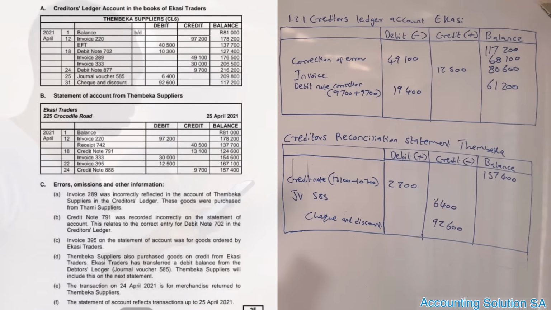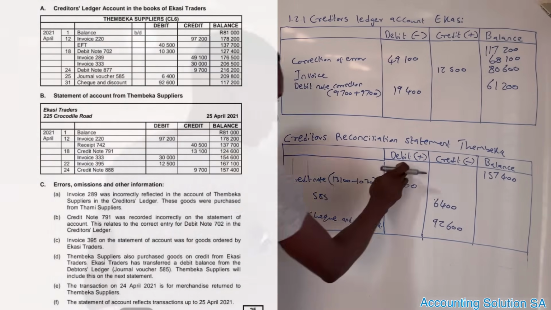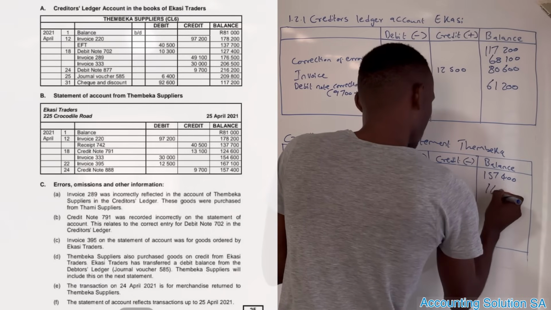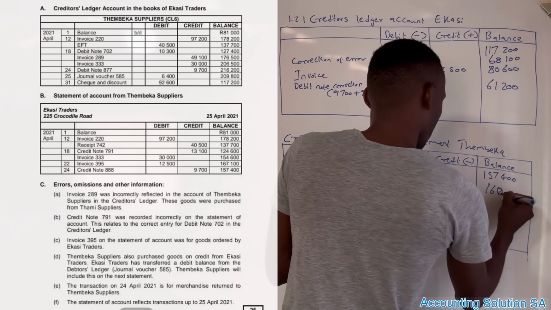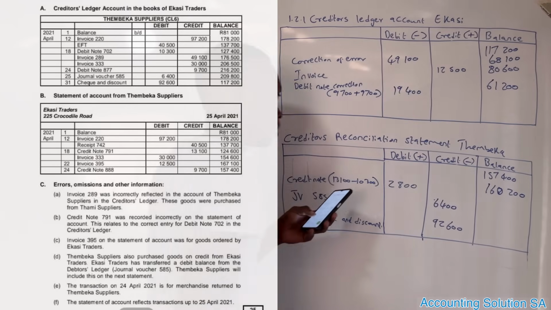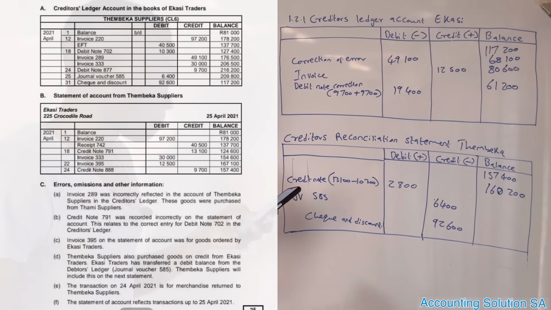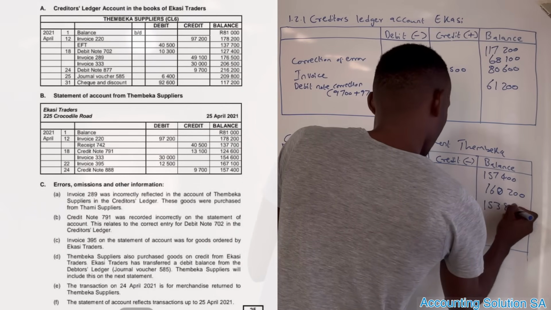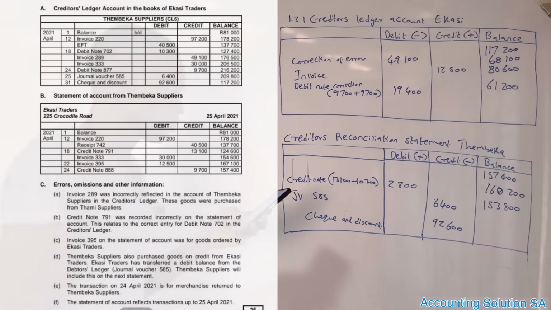We start with 157,400, and we have a plus here of 2,800, and we write 160,200, and again we said minus 6,400, and we get 153,800, and again we said minus 92,600. Then it's gonna give us 61,200.